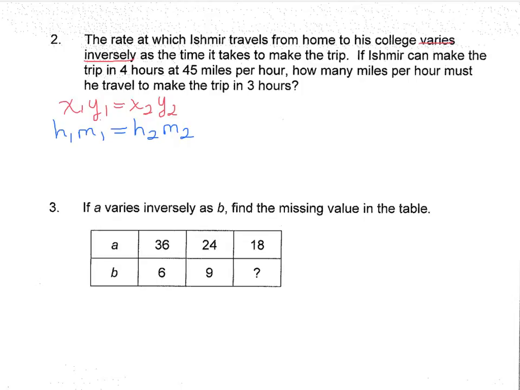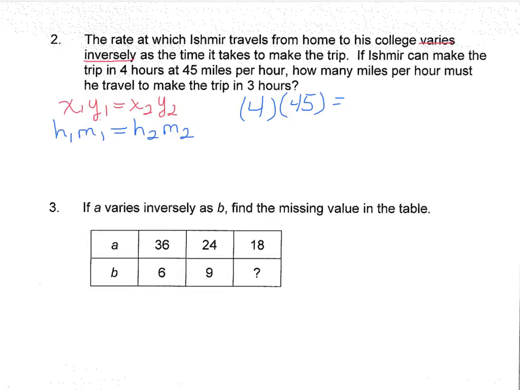All right, let's fill in what we've got. If Ishmael can make the trip in 4 hours, that's my first h listed, so it's going to be h1, so 4 times, at 45 miles per hour, that's my first miles actually listed, so it's going to be my m1, so that's 45, equals how many miles per hour, so we're missing the m2, will it take him to travel the trip in 3 hours?